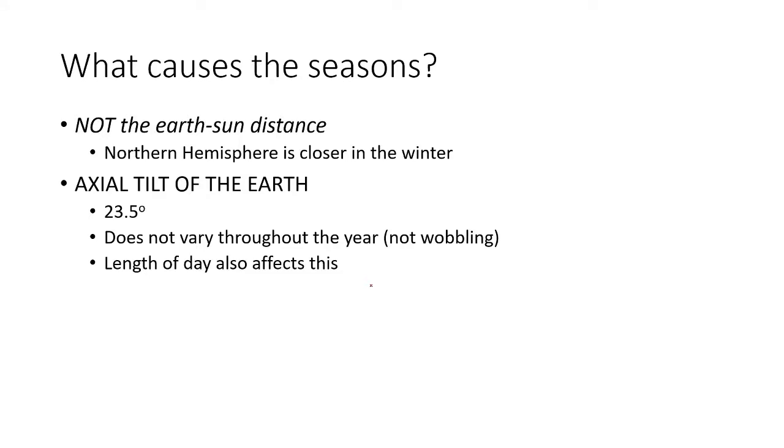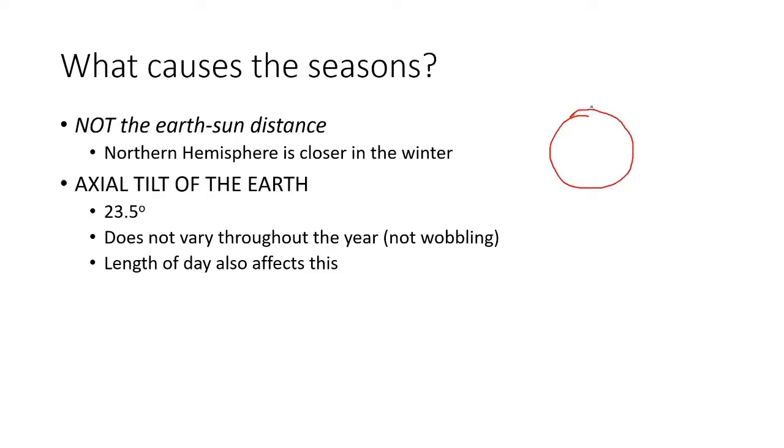That seems reasonable, especially if you know that planets move in an ellipse or an oval shape rather than a perfect circle. But it's actually not the Earth-Sun distance. The change between being closer to the sun and being further away is not as severe as people think. It's not severe enough to cause total changes of the seasons. What causes the seasons is the axial tilt of the Earth.